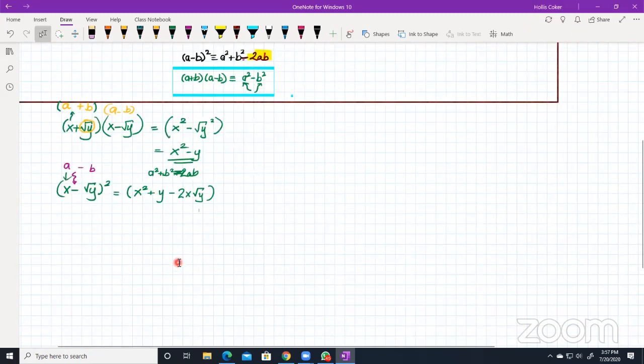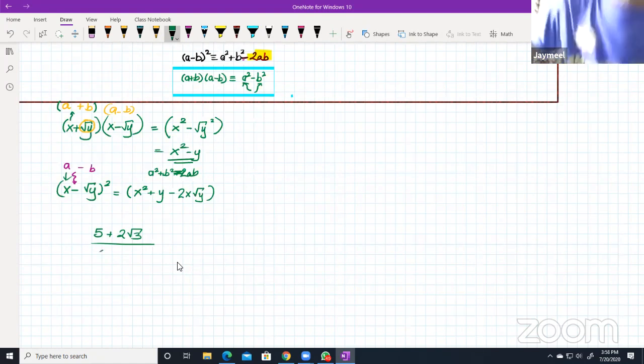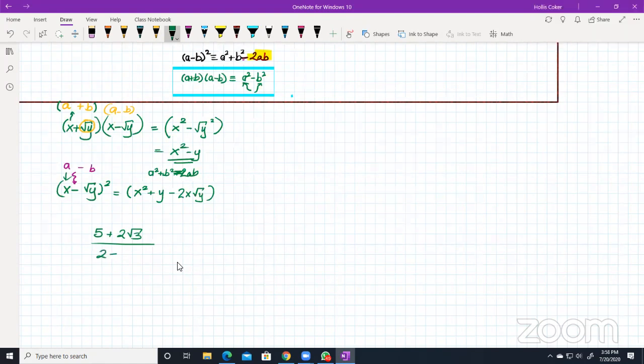So let's now then, you have some questions where you have to rationalize stuff. So they'll ask you, for example, 5 plus 2 root 3 all over 3 minus root 7, and they'll ask you to rationalize that. Rationalize means get the root sign out of the denominator.